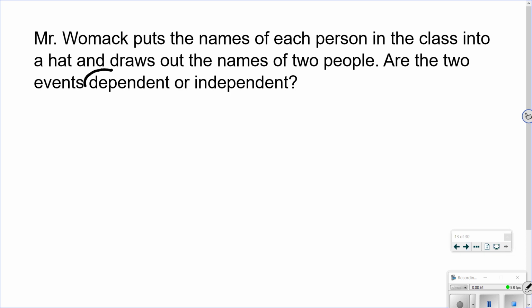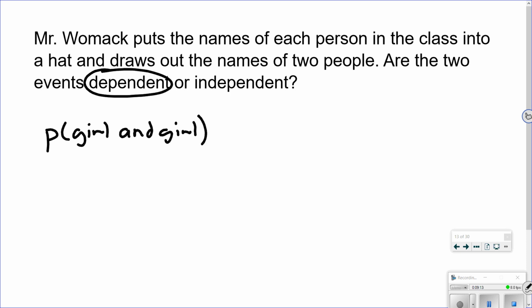So if I want to find these, here's how I do it. I start out by saying, what would be the probability? Let's say, what is the probability of drawing out a girl first and then another girl. So a girl first and a girl second. So I guess I need some more information up here. Let's say that there are 20 students and 10 are girls and 10 are boys.